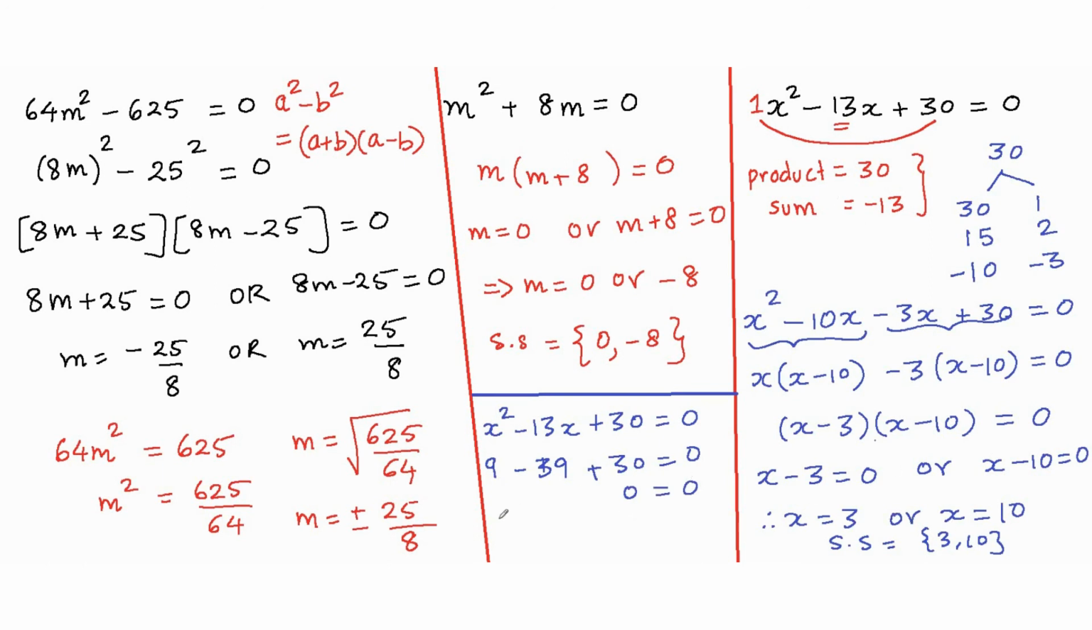Substitute x as 10. So 10 square minus 13 into 10 plus 30 equal to 0. 10 square is 100. 100 plus 30 is 130. 130 minus 130 is 0. So yes, the number 10 also satisfies this quadratic equation.